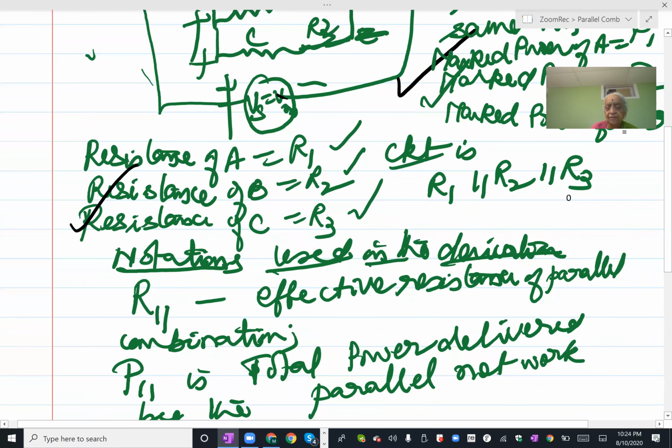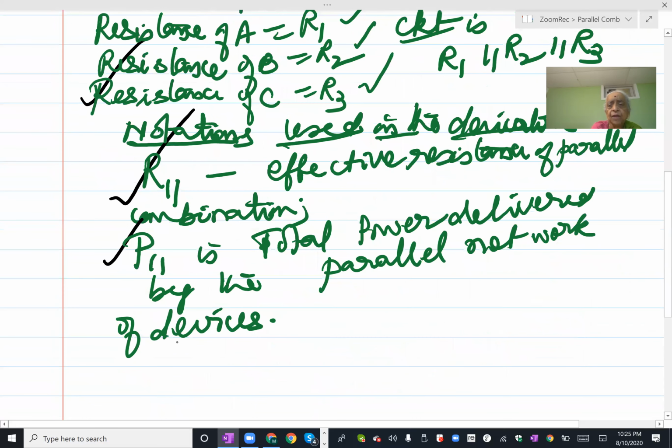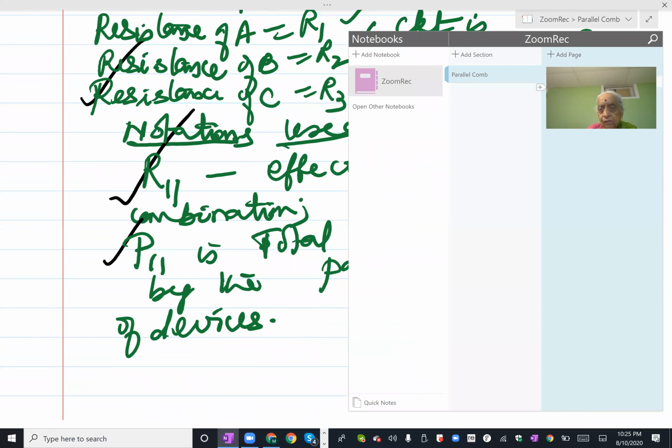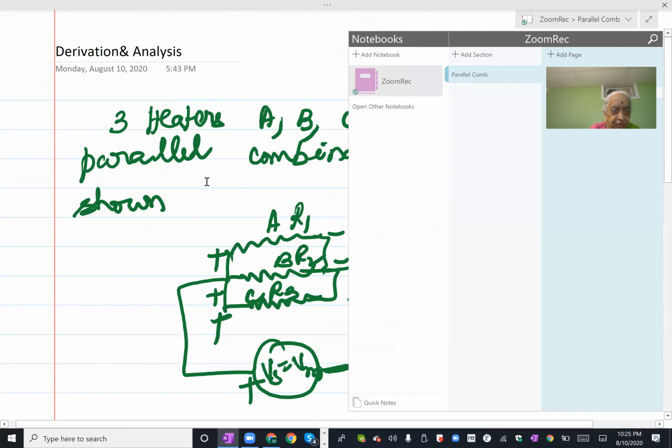The notations that I'm going to use in my derivation: R parallel is the effective resistance of the parallel combination of the heating coils. P parallel is the total power delivered by the parallel network. This is what I'm going to find an expression for, in terms of the parameters given in the problem. Now we will pass on to the actual derivation and the analysis of the whole thing.